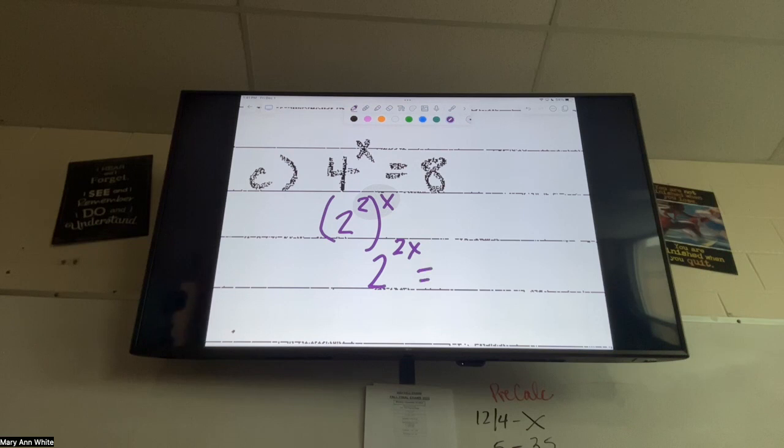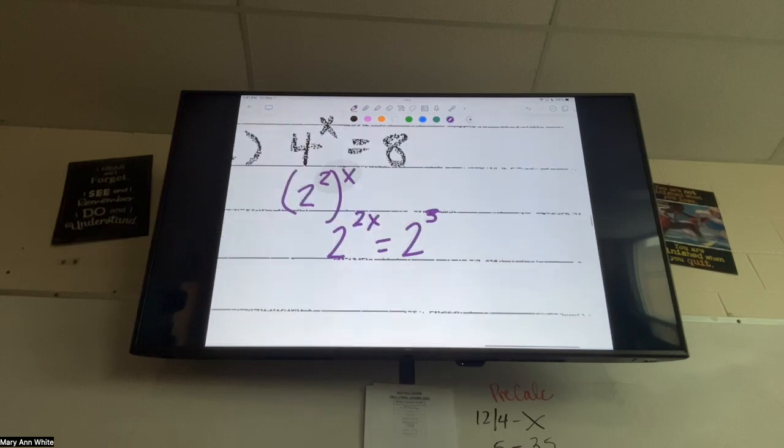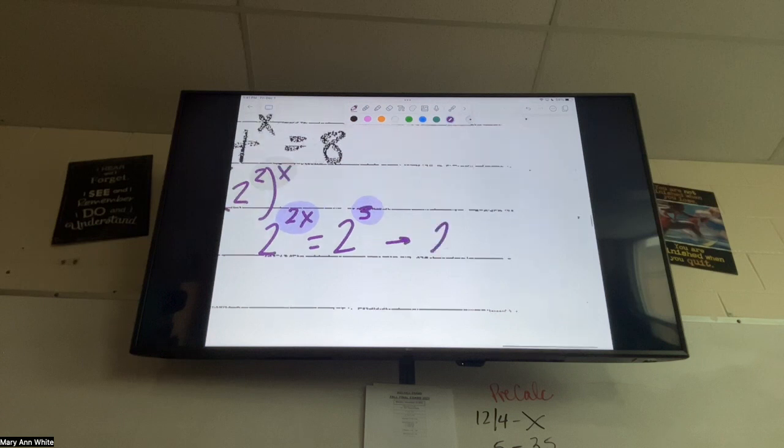And then 8 is 2 raised to what power? 3, good. Now, since my bases are the same, we get to set our exponents equal to each other. So we'll say 2x equals 3. And then we can solve easily for x now. Divide by 2, x equals 3 halves.